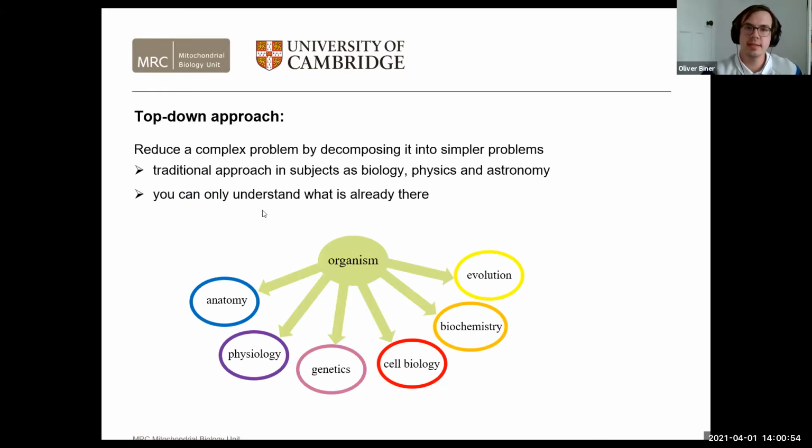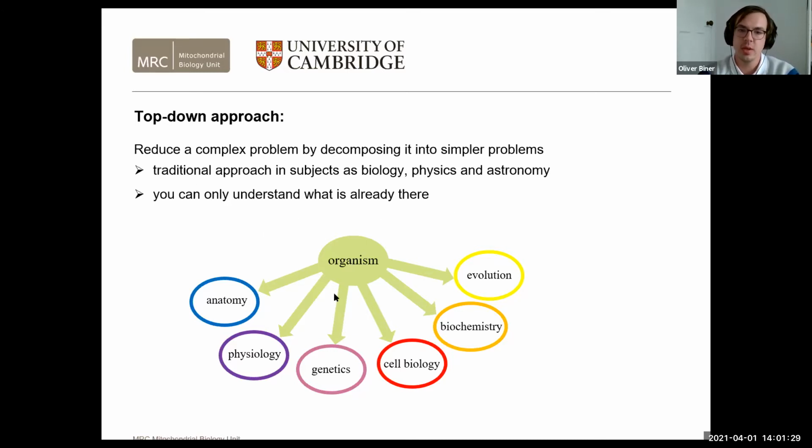Most sciences traditionally use a top-down approach, which is you start with a very complex problem and you try to decompose it into simpler and smaller problems. And then by answering the simple problems, you will learn something about your complex problem. This is the traditional approach used in subjects such as biology, physics, and astronomy. However, it is quite limited because you can only learn what is already there. So you can only understand what is already there.